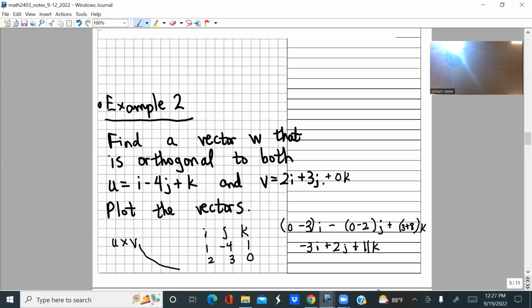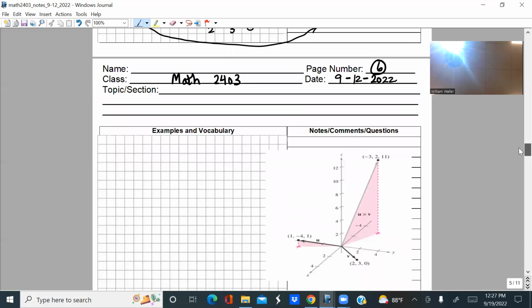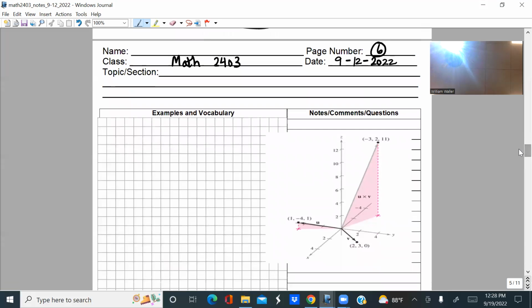That's the cross product there. Did y'all get that right? I think most people got that right. So if you got that much, that's good. The picture there is just kind of gravy. So here's the picture that the book drew of this example. And I think most people got something looking like this. Okay.